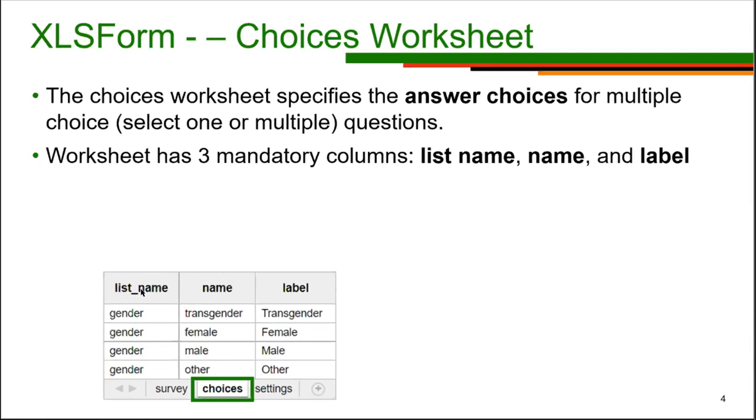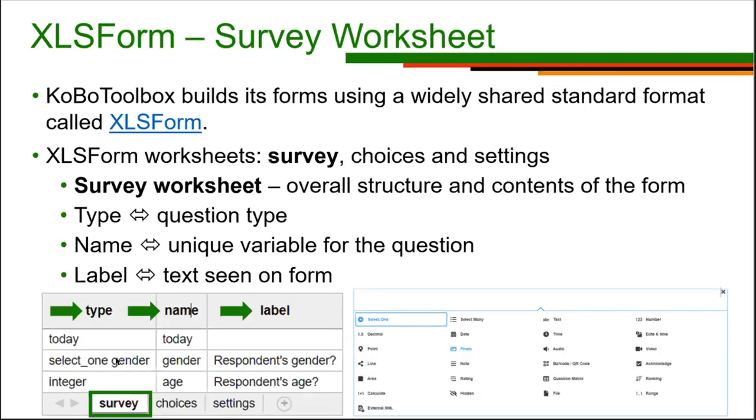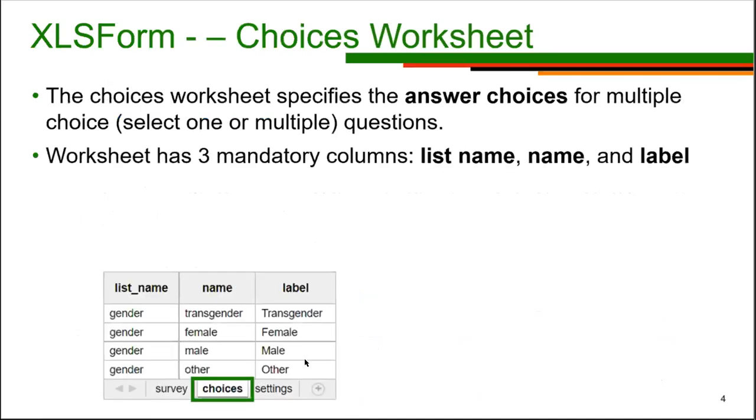So wherever the variable name is gender, these choices are the ones that will appear. And if I go back to the previous slide quickly, you can see that row number two, select one gender, the question is gender, and then the label for that question, the actual question, is respondent's gender. And so for the respondent's gender, the options that will appear in the question will be transgender, female, male, and other, and these are the labels that will appear.